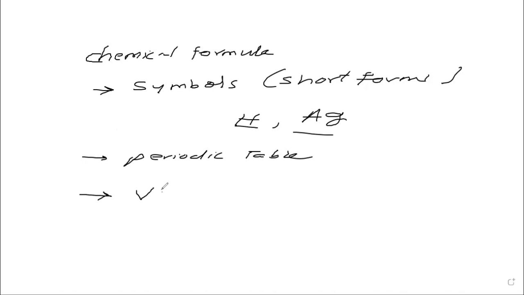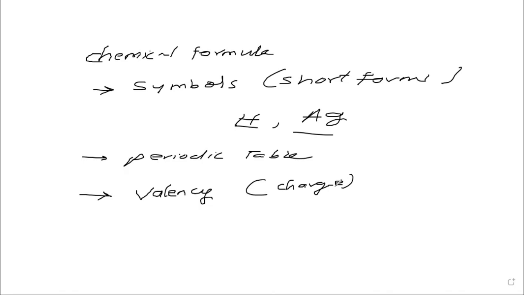The second thing you will be needing is the valency. What is valency? Valency is the charge, positive or negative charge, which appears on an element when they take part in the chemical reaction. How we will understand? Do we need to learn the valencies? No, you do not have to. You do not need to learn the valencies. You do not need to learn the symbols.